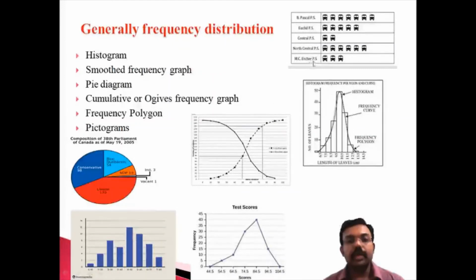And this is a pictogram. The pictures are used for representing the data. That is known as the pictograms. And these are the frequency curves. Using the bar diagram, the midpoint is a part of the frequency curves. And this is the histogram, and this is a frequency polygon. These are generally used in the frequency distribution for the graphical representation of the data.